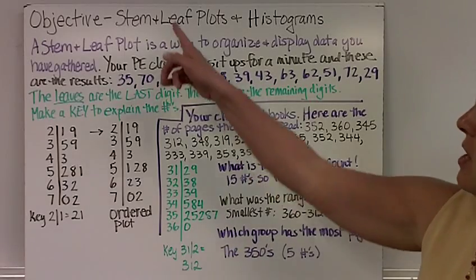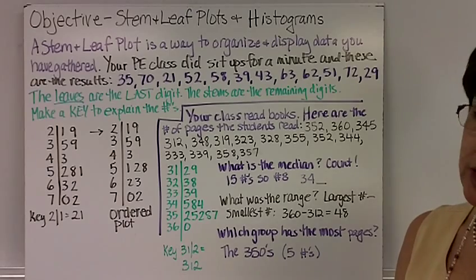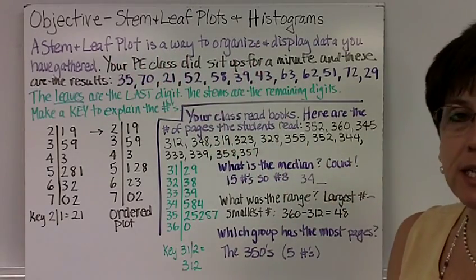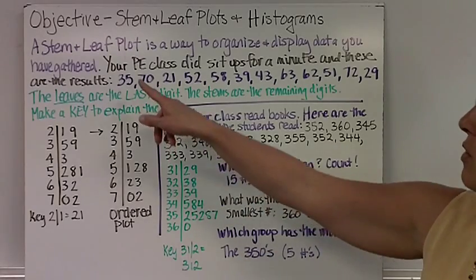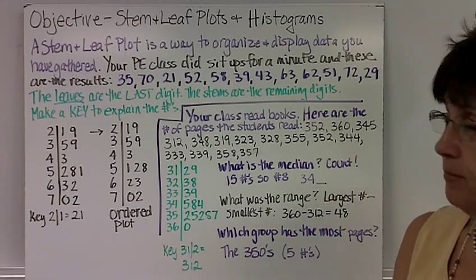Today's objectives are stem and leaf plots and histograms. A stem and leaf plot is a way to organize and display data that you've gathered. So let's say your PE class did sit-ups for a minute.